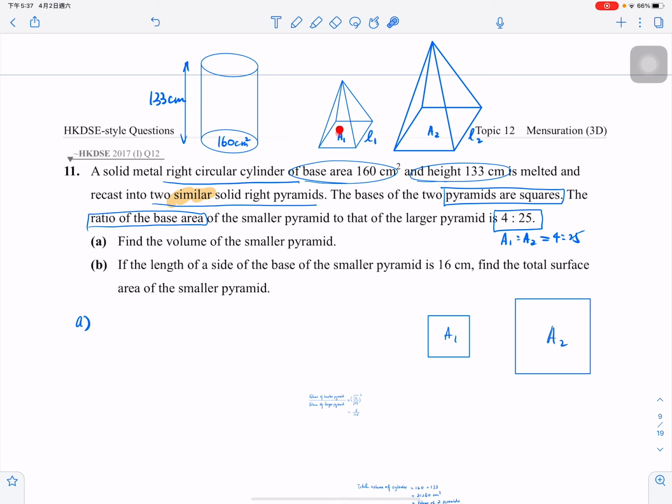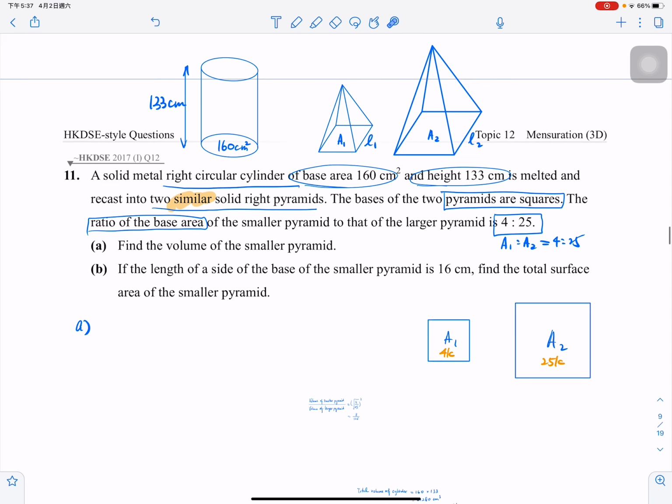Right pyramids. The bases of the two pyramids are squares. That means like this. The ratio of the base areas, small to large, is 4 to 25. So A1 to A2 is 4 to 25. So you may say this one is 4k and this one is 25k, because you know the ratio, right? Now find the volume of the smaller pyramid.